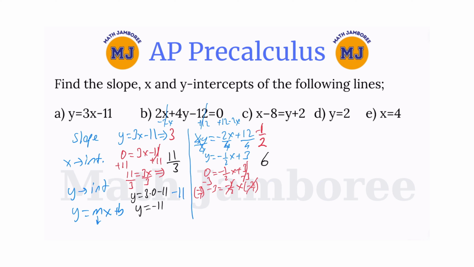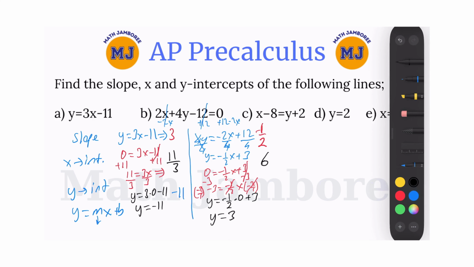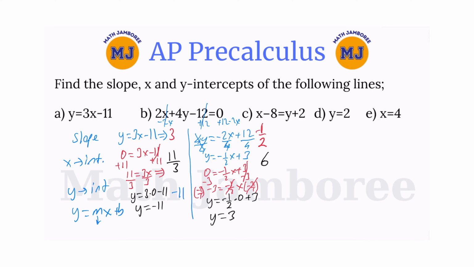And we're going to find the y-intercept. To find the y-intercept, we will put 0 in for x in the equation. So y will be equal to 3. So the y-intercept is positive 3 for choice B.